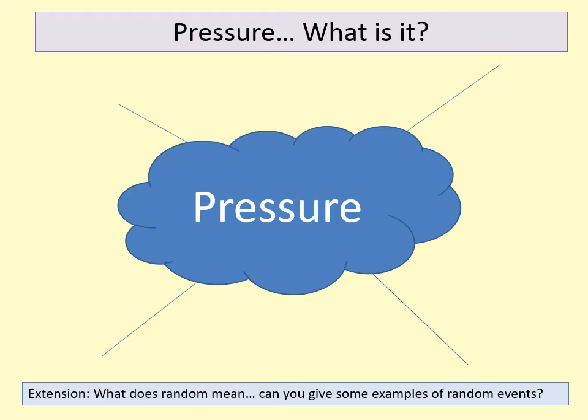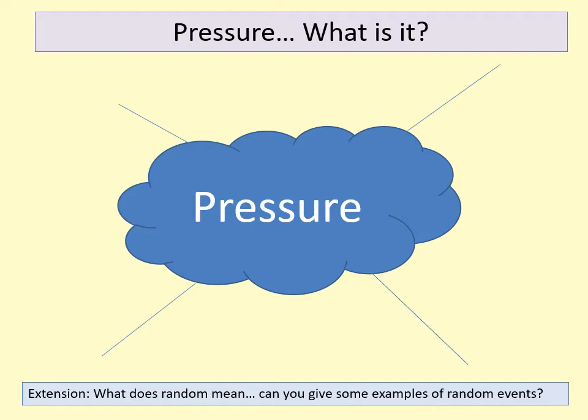So as a starter work, I want you to make a mind map of pressure based on your prior knowledge. What do you think pressure is? And the extension work is, what does random mean? Can you give some examples of random events? So you can pause the video and draw your mind map, and then write whatever you think pressure is.